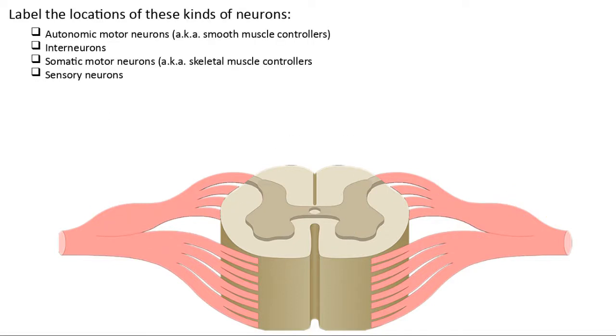Now that we've named our structures, we need to go through and identify where we find specific kinds of neurons. Now, the descriptions that we see over here, these are our functional classifications of neurons, meaning we're classifying them based on their job. Some of the neurons that I would see in this picture are what we call interneurons.